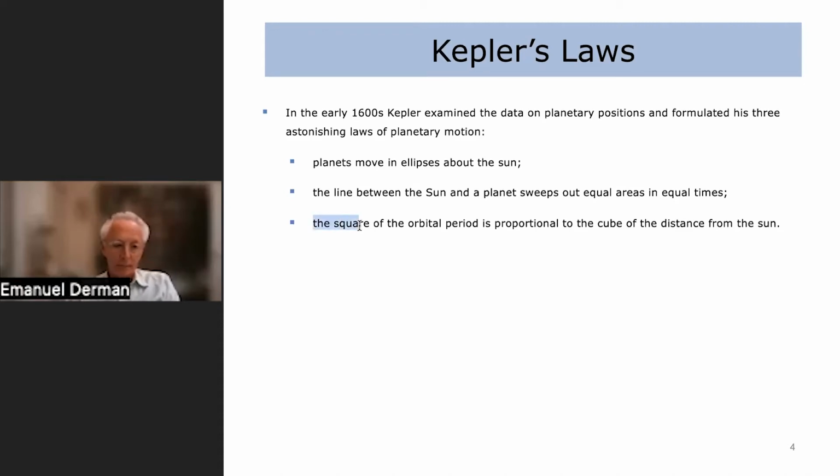And finally, the third law is that the square of the orbital period is proportional to the cube of its distance from the sun. And this relates the periods of different planets to each other.